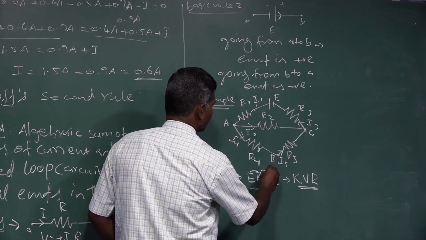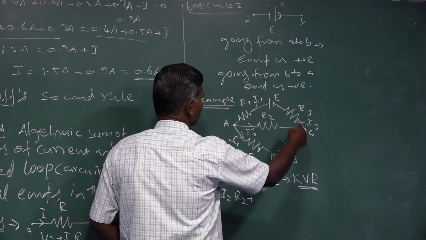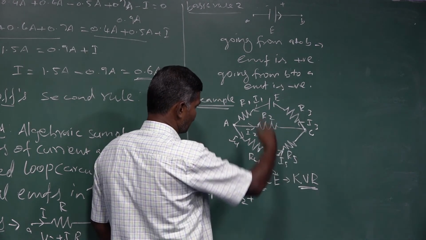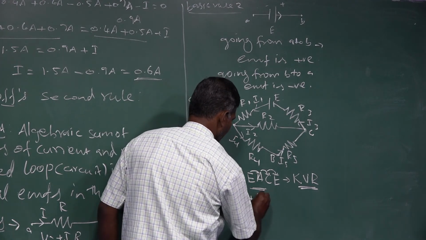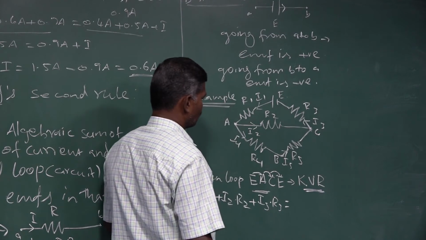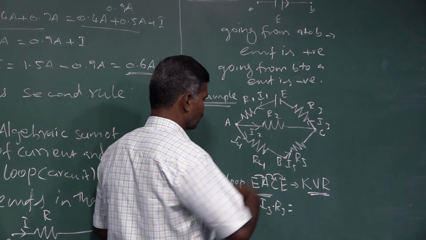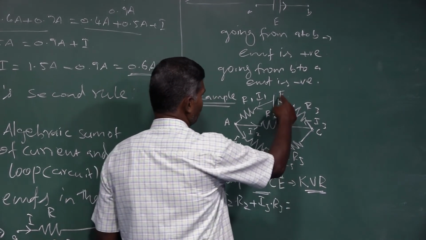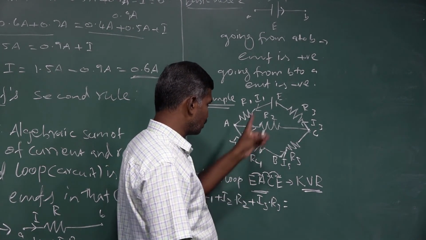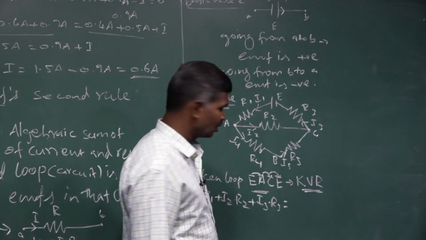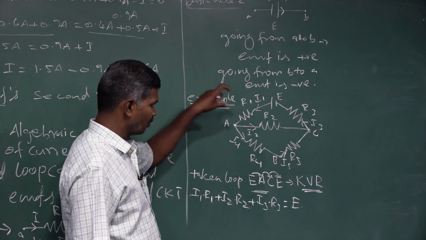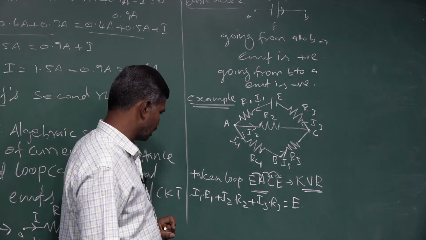Then C to E. Between C and E, we have an R3 resistor. We are moving from C to E in the same direction as the current flow. That's why we can take I3 into R3 equal to the EMF, which we are going to represent on the right side of our equation. One EMF is there, E. We are moving in the same direction in which the cell is supplying current, so that is taken as positive. Okay, that is one loop we have taken in our circuit and expressed as an equation.